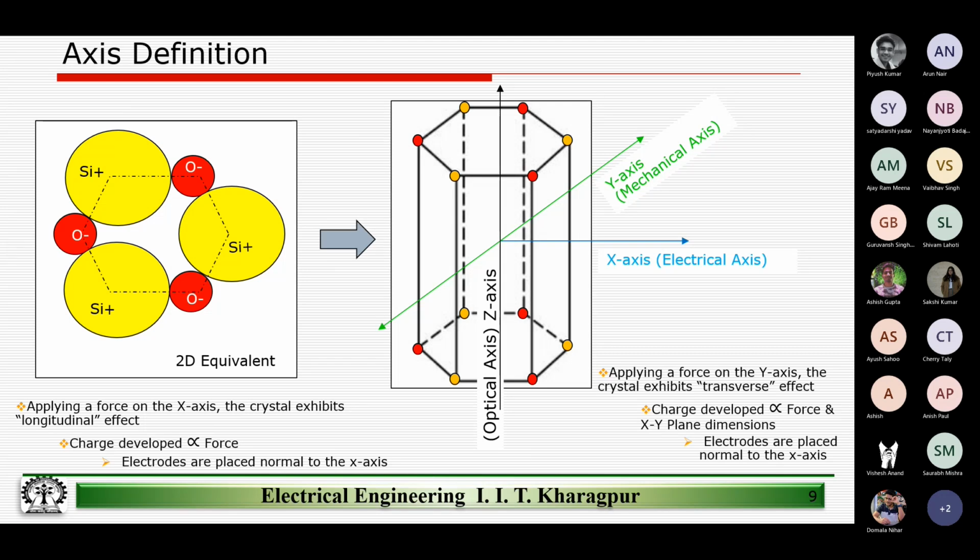As I said, I've tried to map this diagram from here to here, the silicon and the oxygen atoms, and then create a 3D structure. So you can think about why the x-axis and the y-axis behave a little bit differently.